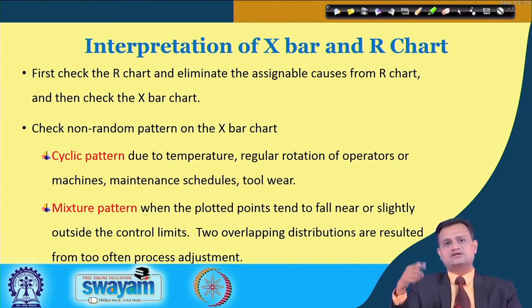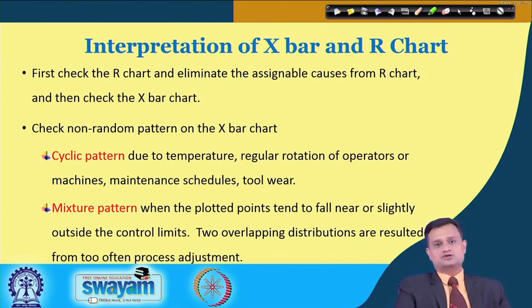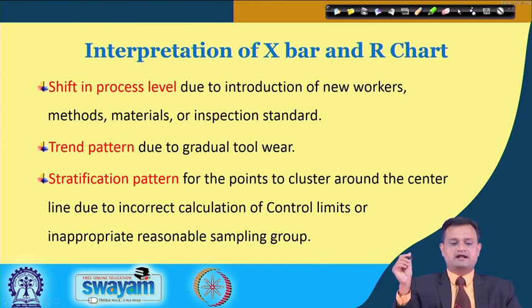Two overlapping distributions result from too-frequent process adjustment. If you are adjusting your process too often, the resulting output may follow two different distributions, and sometimes you may get a point very close to the control limit, or a point slightly outside the control limit. So, this is the mixture pattern.